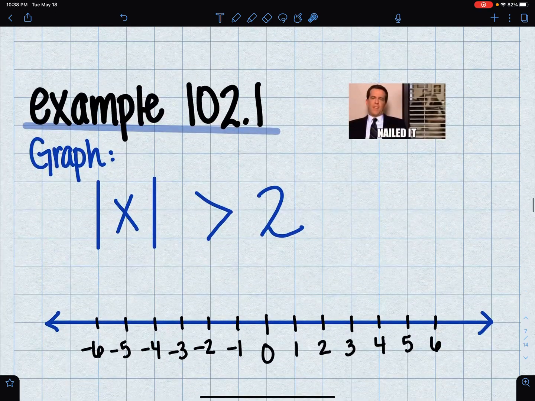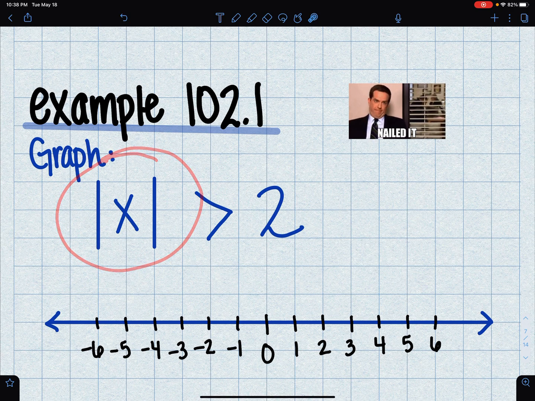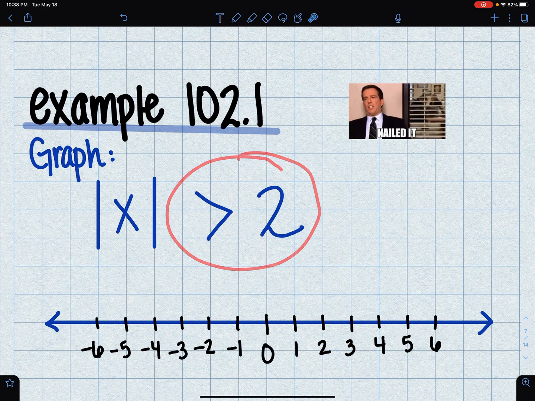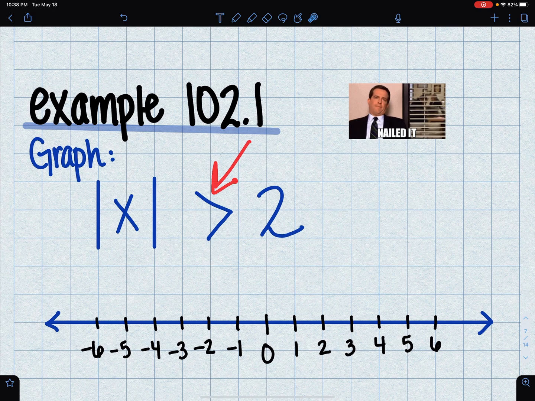Let's jump into example 102.1. It says graph the absolute value of x is greater than 2. So it's not an equal sign, so it's harder. We've made it harder because we've put in an inequality there. So we're asked to indicate on the number line every real number whose absolute value is greater than 2. So let's think about it for a second.